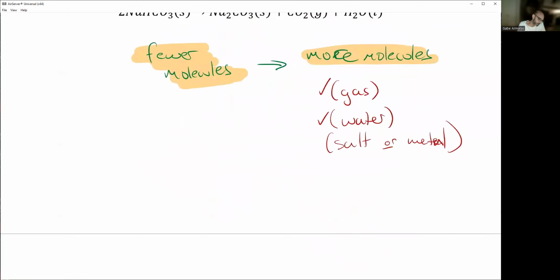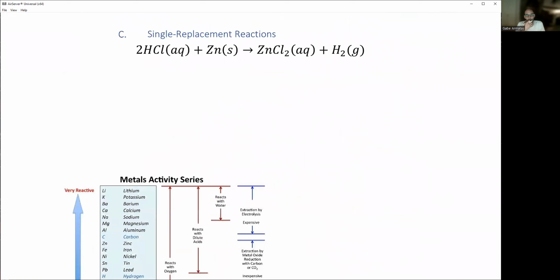All right, next up. Here's where it gets a little bit interesting. This activity series that you see, the little chart below, you don't need to know that, but we're going to talk about it, and it's going to give you some idea of why things react the way they do. So here I have HCl combined with zinc. What I will notice is I have some kind of aqueous compound. So this is H plus and Cl minus.